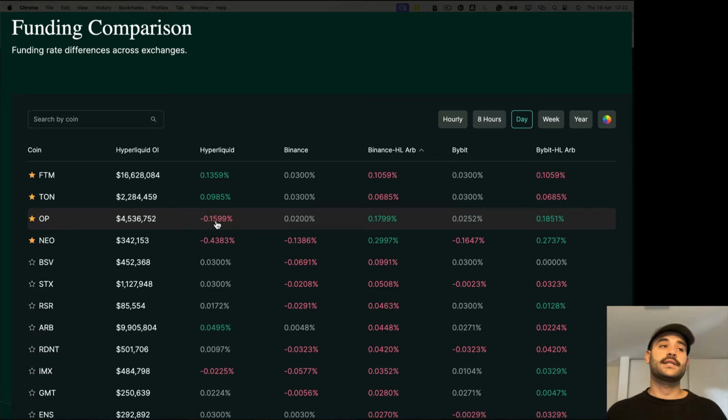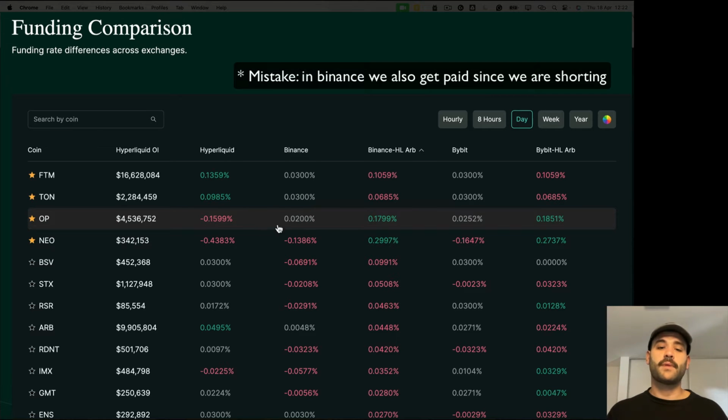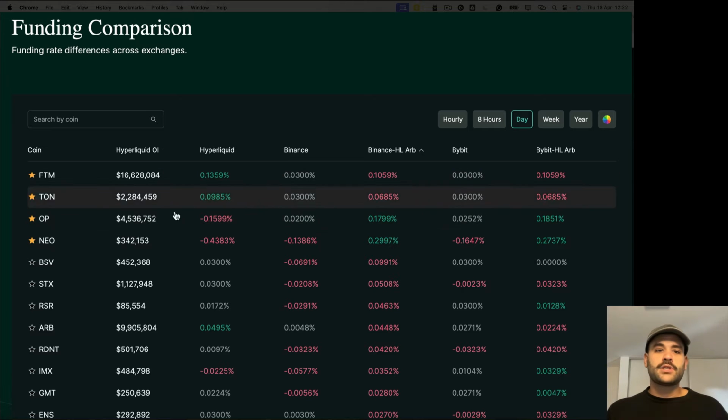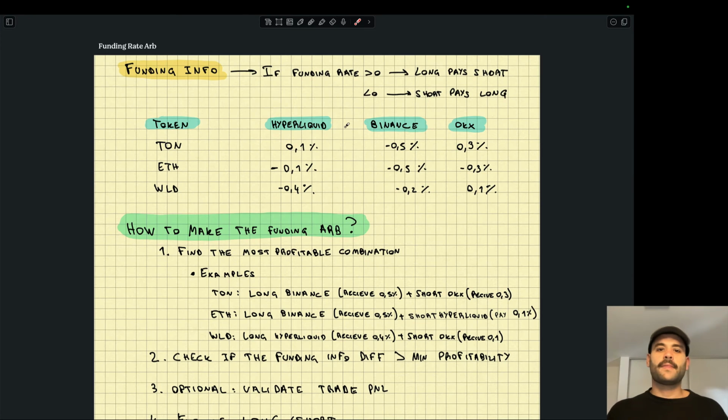This means that the long will get paid 0.15% in a day, and the short position in Binance will need to pay 0.02. In the two cases, we need to pay, but as you can see, the rates that we are getting are very good. So this is a brief explanation of this funding comparison. Now let's go to a more conceptual part, and then we can just go to the script and run it.